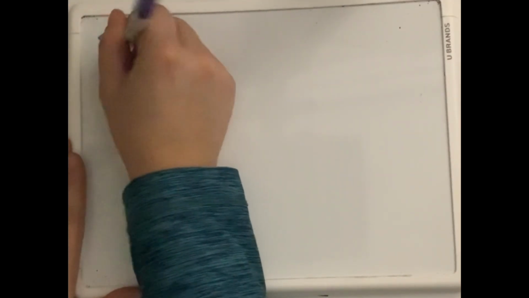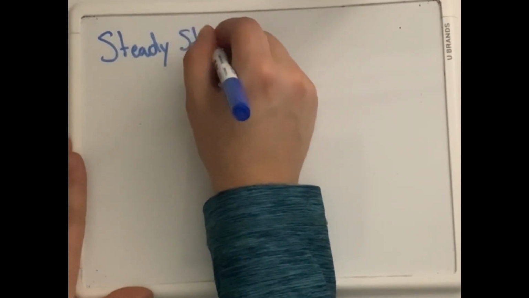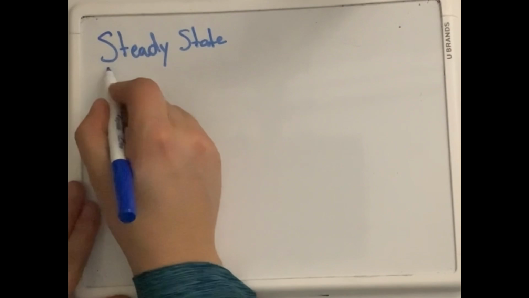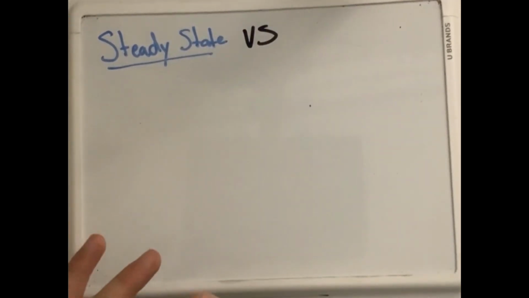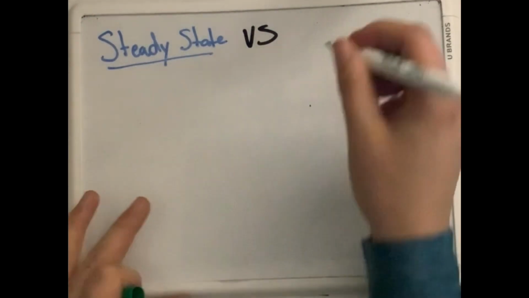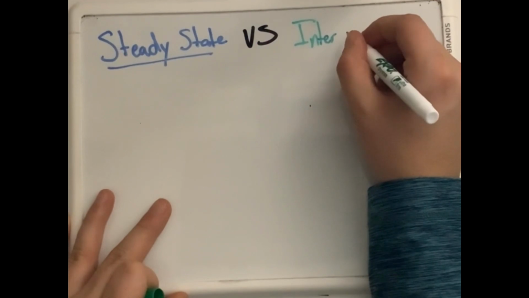So with that in mind, now we're going to talk about different ways you can train to improve your cardiovascular fitness. So there's steady state training, and then there's also interval training. These two are both types of training that you can use to improve your cardiovascular health.